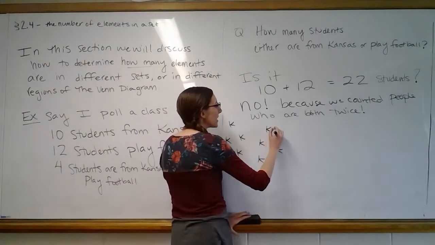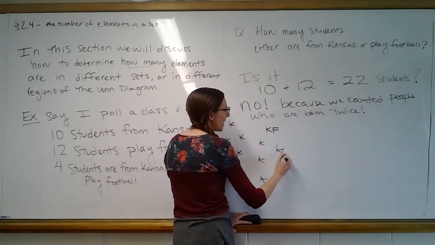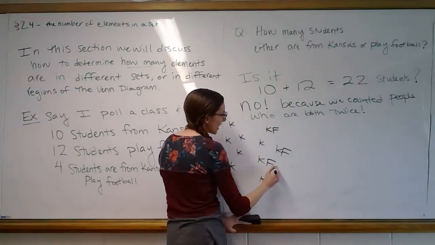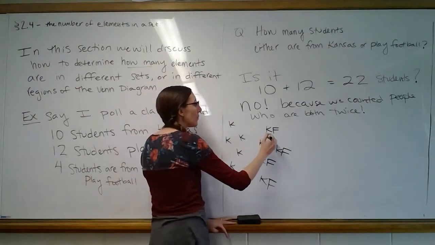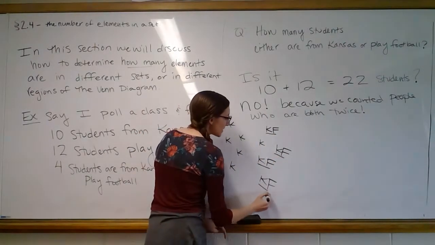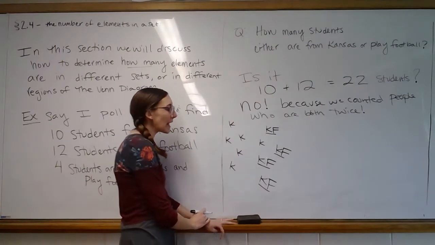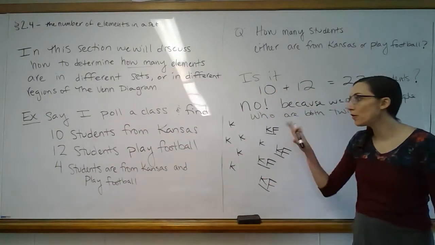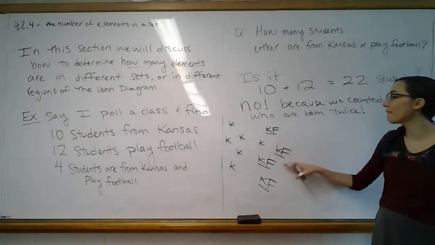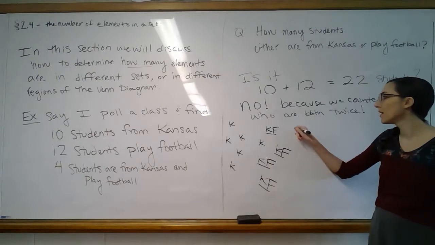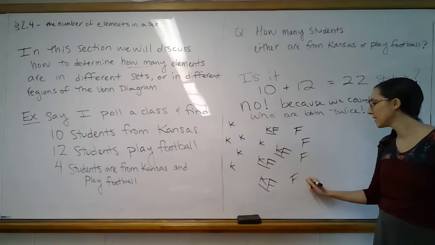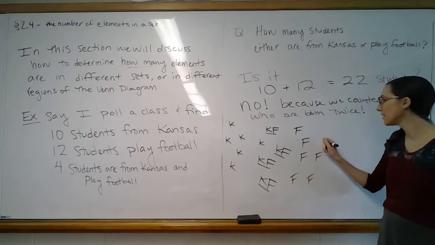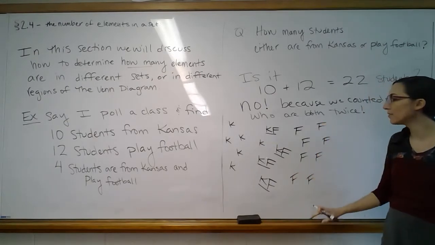So this is going to be a Kansas football person. Kansas football, Kansas football, Kansas football. Right? They're lumped. That's a single person. Now, in total, I had 12 people who did football. I already have 4 of them. 1, 2, 3, 4, 5, 6, 7, 8, 9, 10, 11, 12.